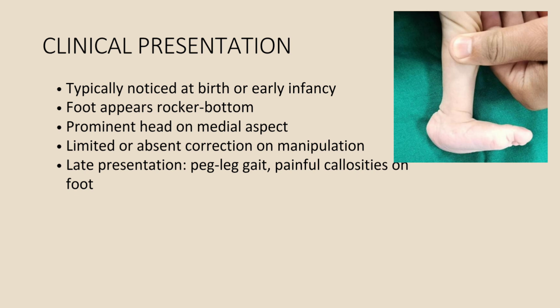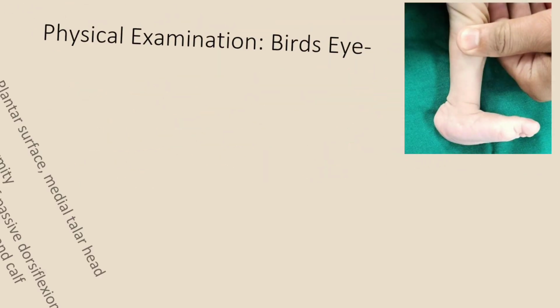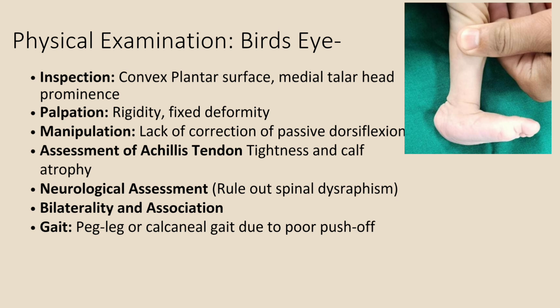The clinical presentation, as I told you, is typically noticed at birth or in infancy. The foot is rocker bottom, and there is limited or absent movement during manipulation. In late presentation, the child has a peg leg gait and painful callosities on the prominent areas of the foot. On physical examination, on inspection, there is a convex surface with medial talar head prominence. On palpation there is a rigid fixed deformity.